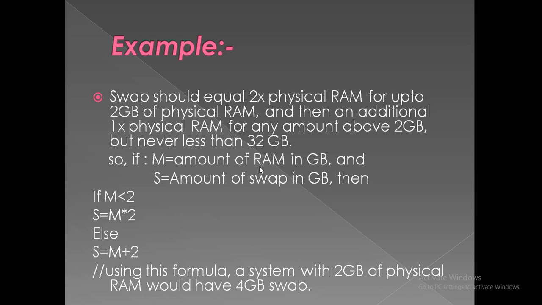Let the amount of RAM be M in GB and the swap amount in GB. If M is less than or equal to 2, then the swap is equal to M times 2, meaning our swap memory increases accordingly. Otherwise, the swap is stored differently. For example, if our system memory is 2 GB, then our swap memory will be 4 GB.